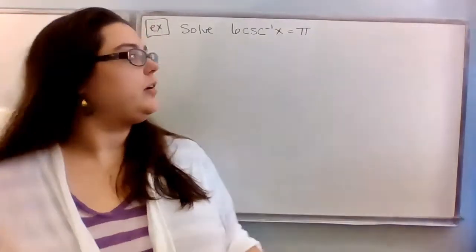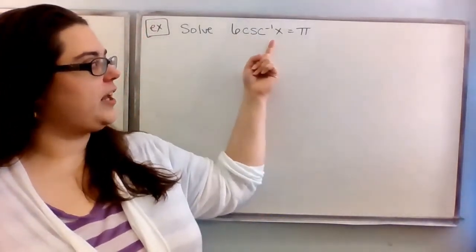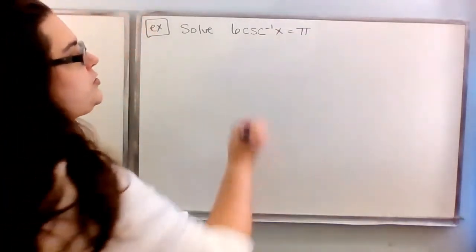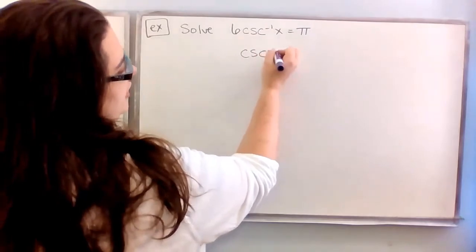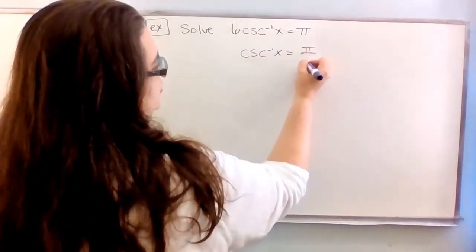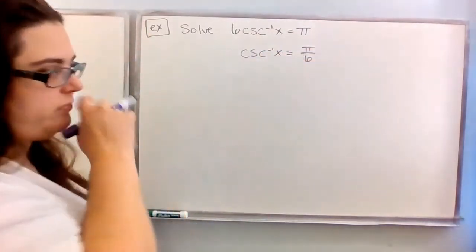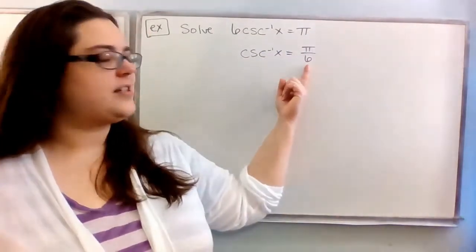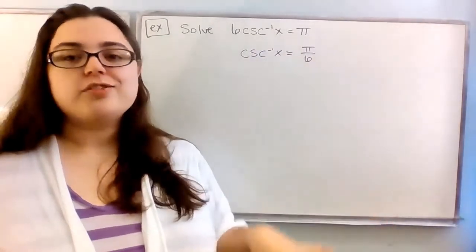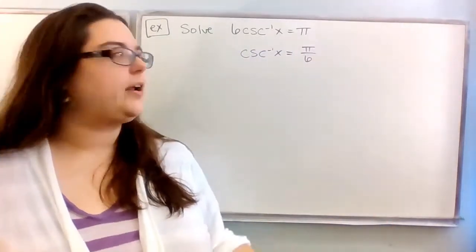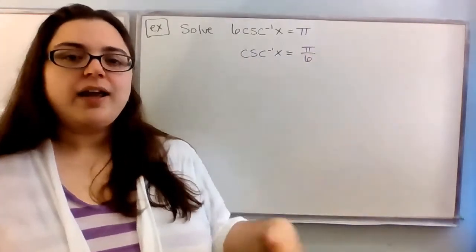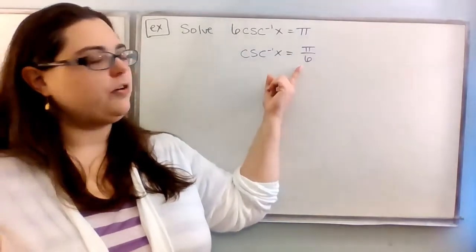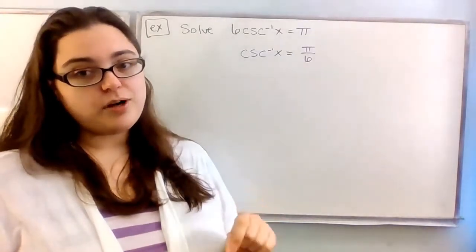So let's start out just by solving for inverse cosecant of x. And we can do that by dividing both sides by 6. So this will give me inverse cosecant of x is equal to pi over 6. Now, pi over 6 is an angle that's in the first quadrant. So I'm not going to have any trouble here when I go to continue solving. If I had something like inverse cosecant was equal to 7 pi over 6, then I would be in trouble.